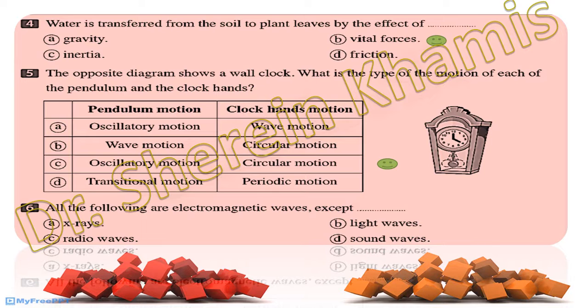Okay, let's go on to question 6. All of the following are electromagnetic waves except... All electromagnetic waves travel in space at high speed, as they are transverse waves, but the only waves that need a medium to travel through are mechanical waves. Which of them? We have X-ray, light waves, radio waves, and sound waves. The right answer for this question is sound waves.